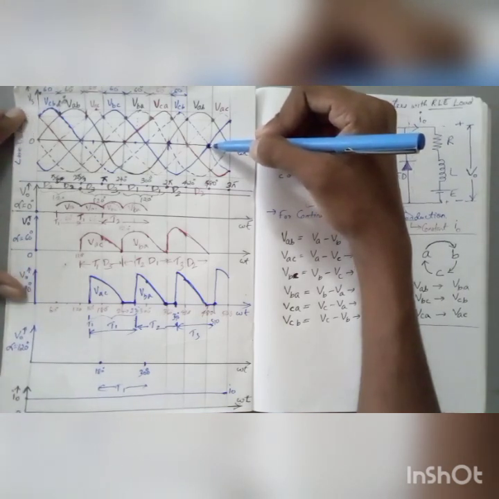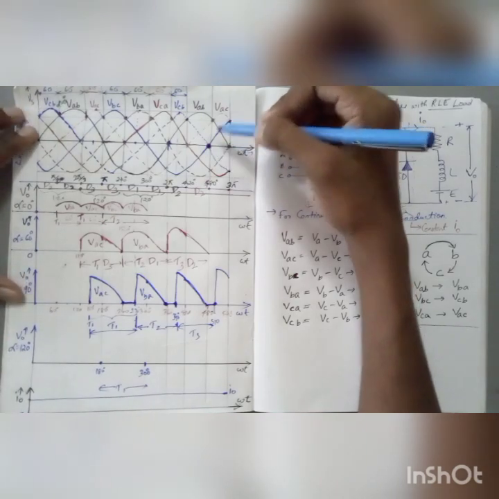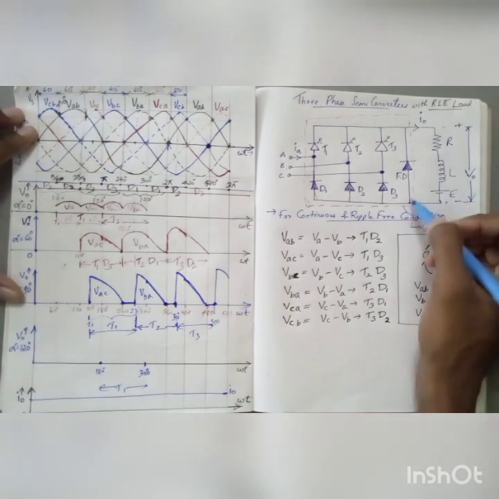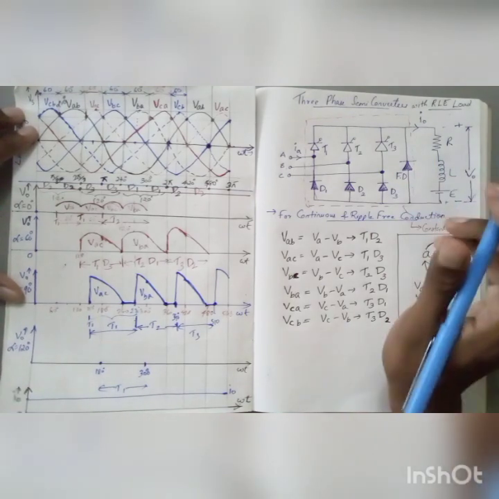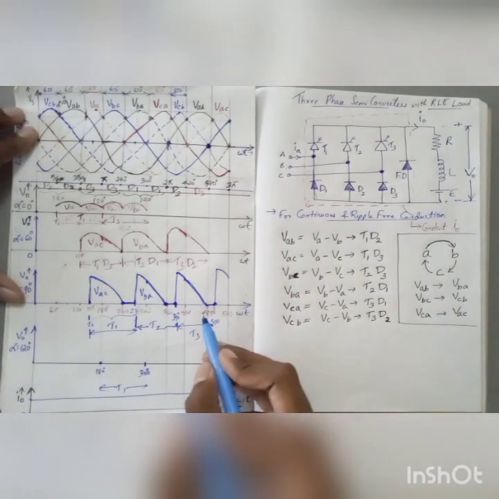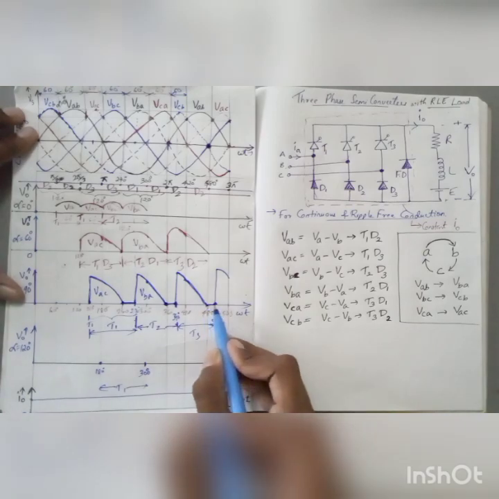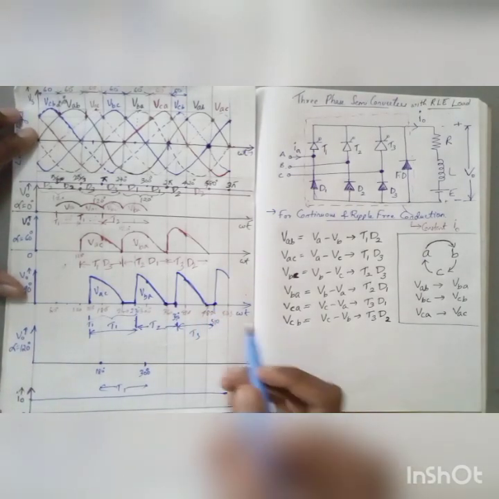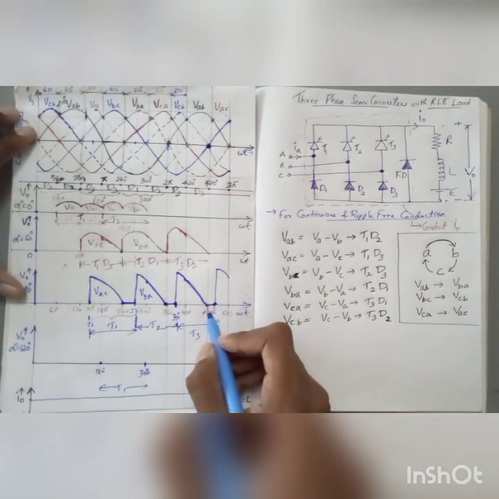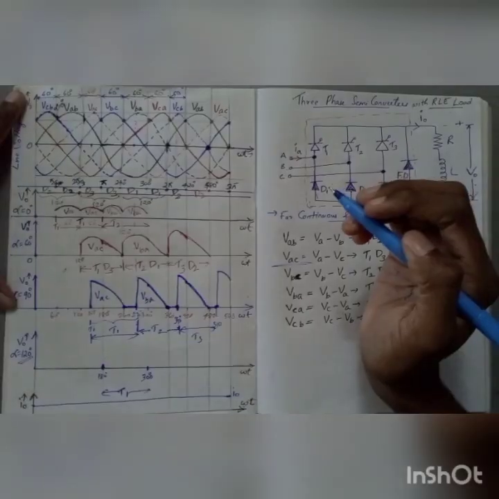After 480 degrees, what happens? My VCB will become negative, that is, my V naught will have a tendency to become negative. Suddenly when V naught becomes negative, the freewheeling diode conducts, and as explained earlier, V naught will be 0. From 480 to 510, V naught will be 0. Similarly, we can draw the waveform for the other voltages.